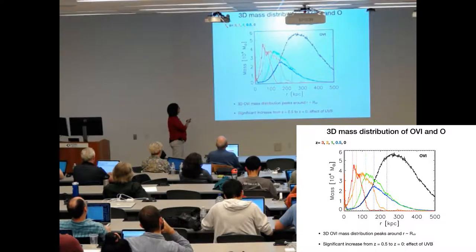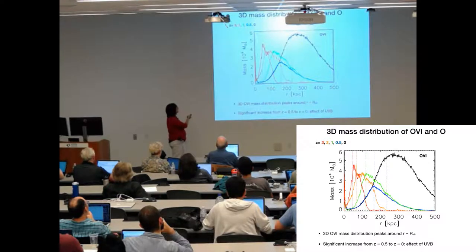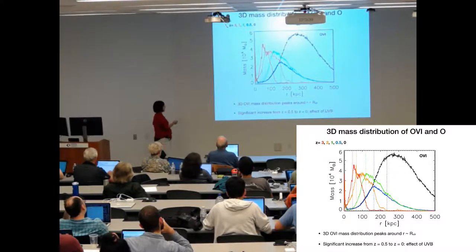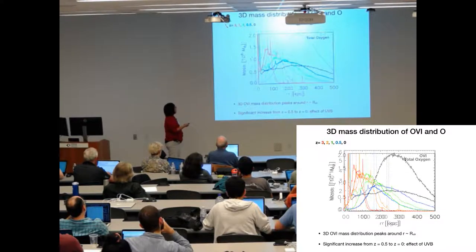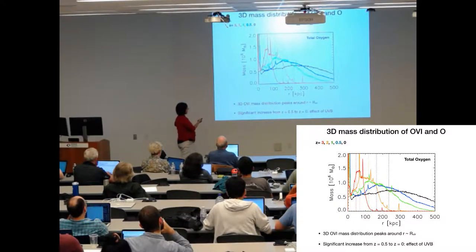We see a jump here from the blue to the black, which is 0.5 to redshift 0. And this is also the ionization, which I will talk about. This is the total amount of oxygen, and then you see the oxygen peaks, and then as they grow and become bigger, it just kind of spreads.